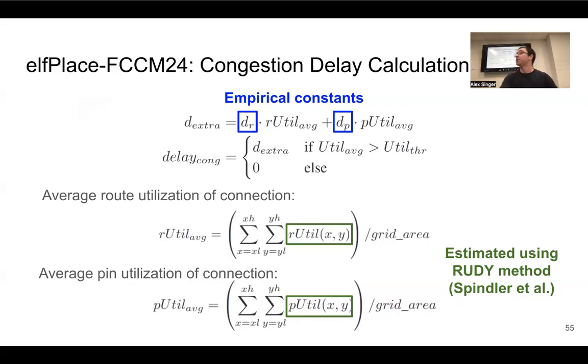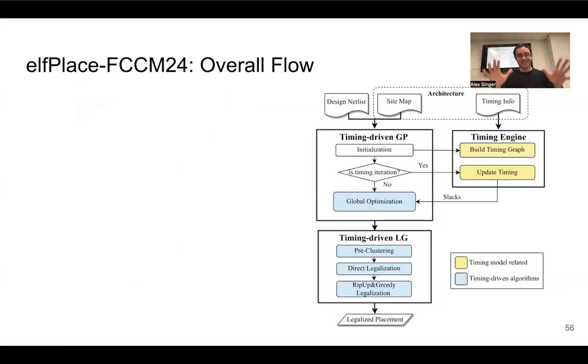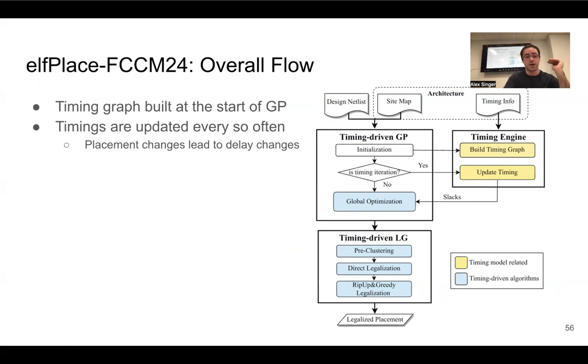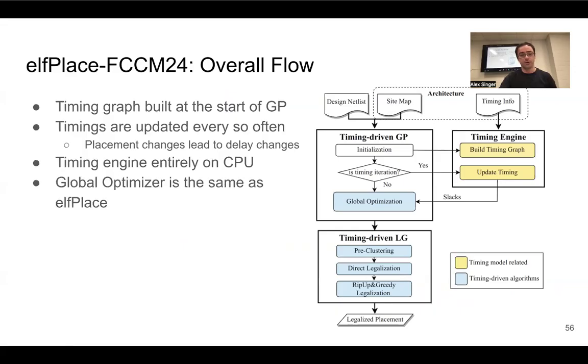So I just want to quickly get to the overall flow just so I can say I got somewhat on time. So for the overall flow, this is what it looks like. The timing graph is built at the start of global placement. Timings are updated every so often, and placement changes lead to delay changes. The timing engine is entirely on the CPU, and the global optimization is the same as elfPlace, so it's on the GPU.